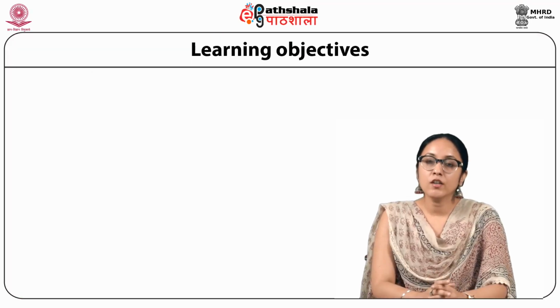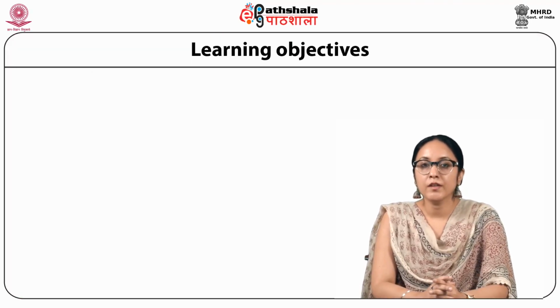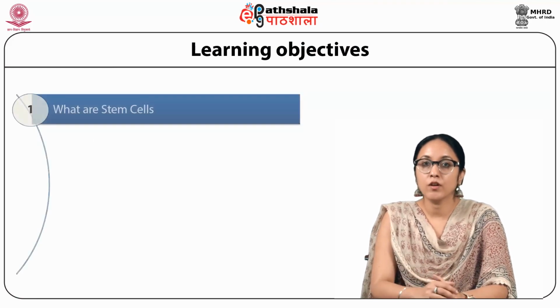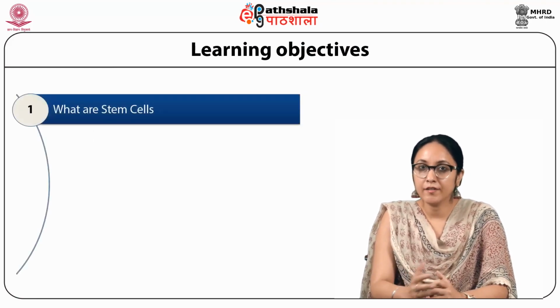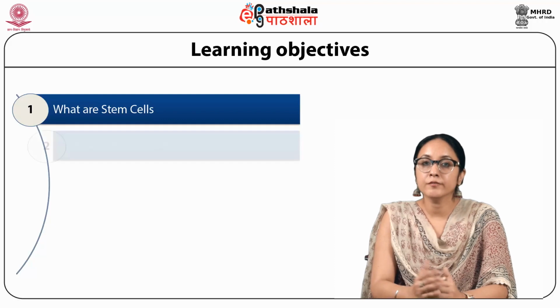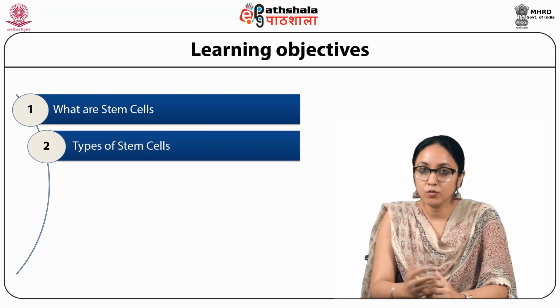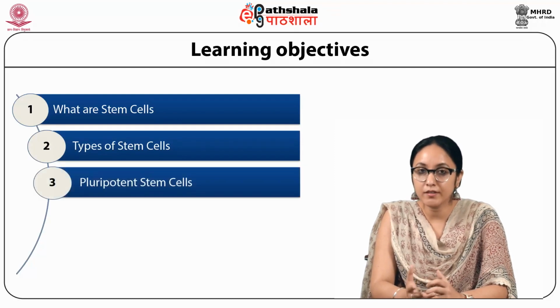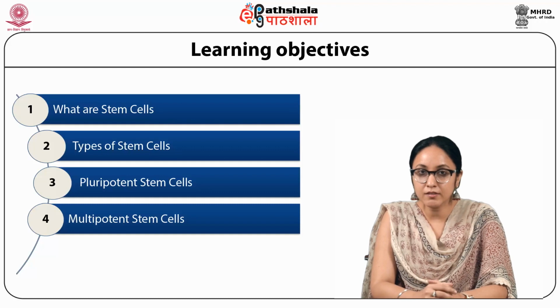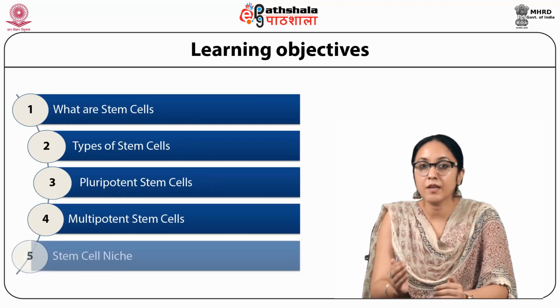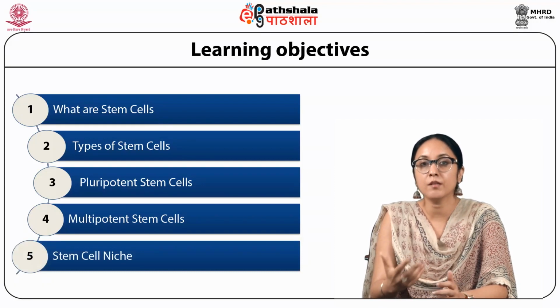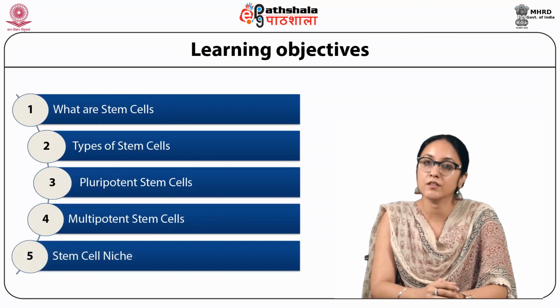So the major learning objectives of this module will be to define stem cells, what are stem cells, how they are derived, then what are different kinds of stem cells that are known, including totipotent stem cells, pluripotent stem cells, and adult stem cells or multipotent stem cells. Then the module will also introduce you to the concept of stem cell niche, which is the stem cell microenvironment, which regulates stem cell behavior in various manners.